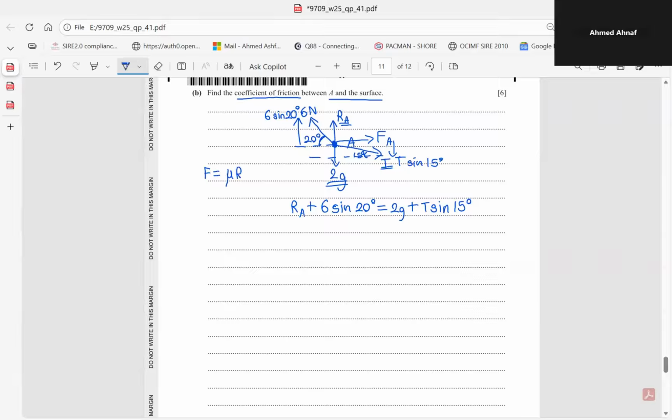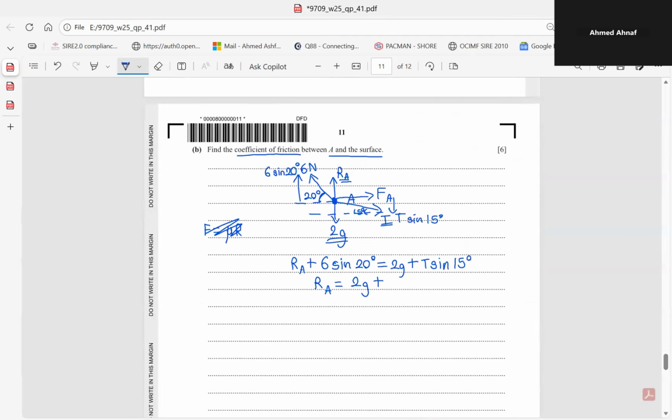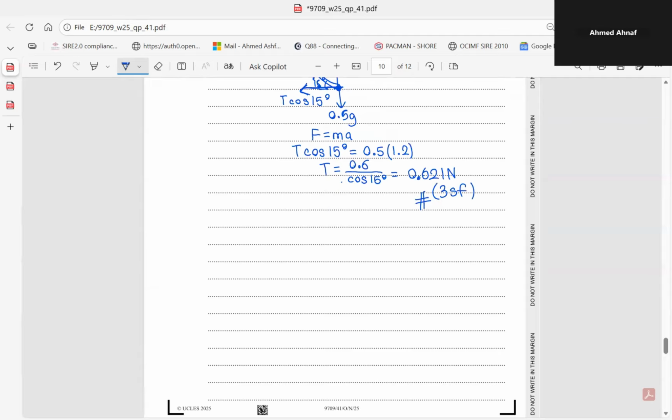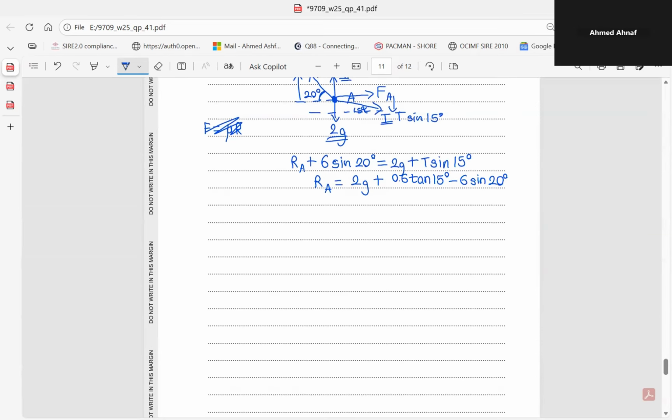We can re-express RA using F equals mu R, but we're going to leave that for the next equation. Let's make RA the subject now. So RA equals 2G plus T sine 15, where T is 0.6 over cos 15. So that's 0.6 tangent 15, minus 6 sine 20 degrees. So this is RA, equation 1.